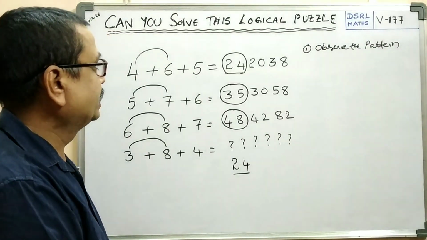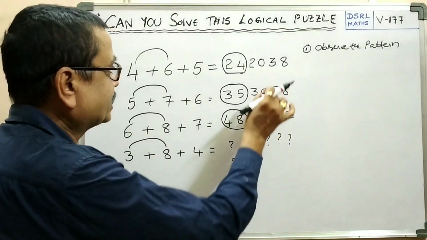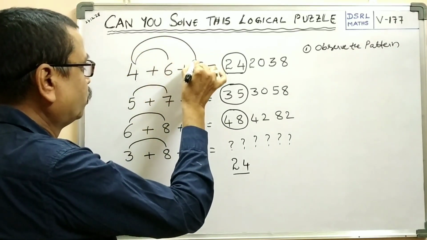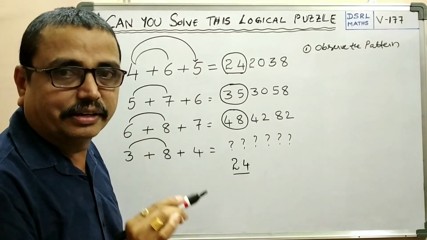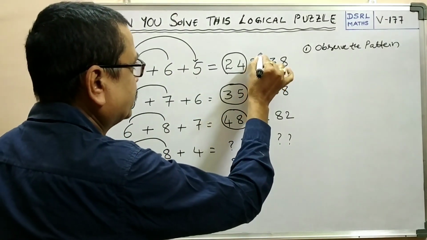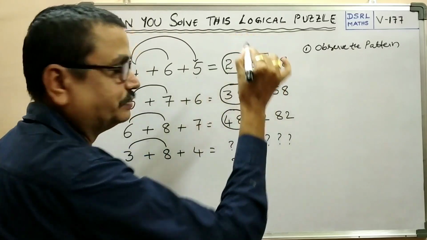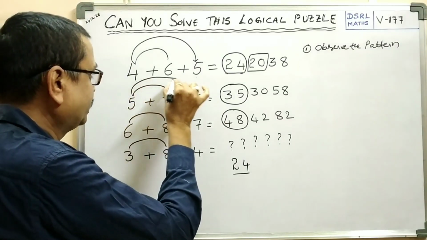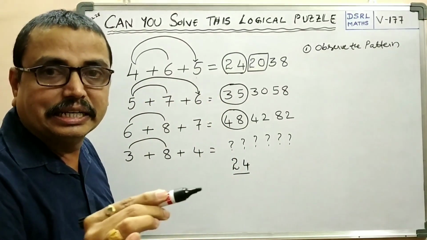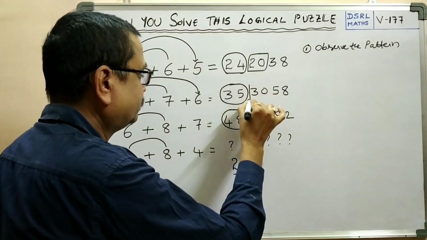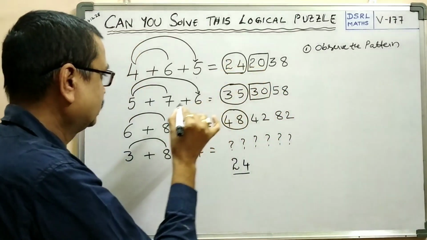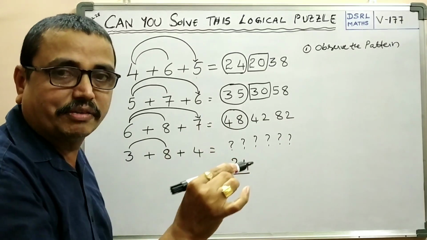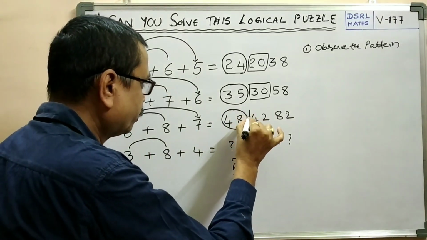Next, coming to the second, the next two digits you have to take. 4 into 5, 4 5s are 20. Next one, 5 into 6, 5 6s are 30. Third one, 6 into 7, 6 7s are 42. Got it?